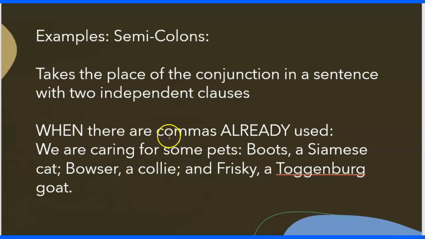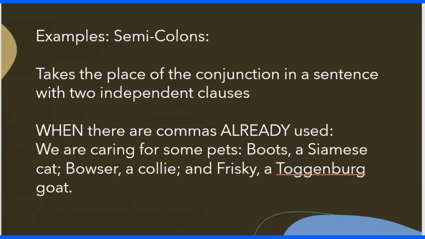Also, when there are commas that are already being used heavily in a sentence, then you might need a semicolon. So here's an example. We are caring for some pets. There's the colon because we're going to list them. Boots, comma, a Siamese cat. See, I already used a comma there, so I don't necessarily want to use a comma again. So it's a good idea to use the semicolon. Browser, comma, a collie, another semicolon, and Frisky, comma, a Toggenburg goat, which I have no idea what that is. So if you've already got commas popping up a lot, then you might want to think about the semicolon.